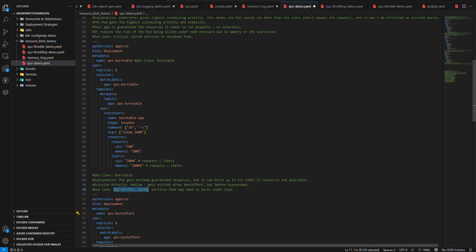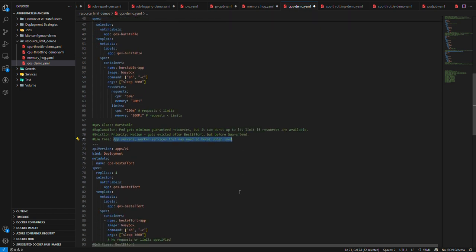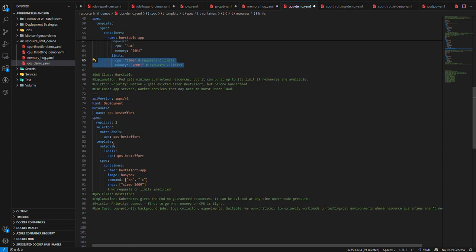It can be used for app services, worker services, and workloads that need bursts. So when you need that, okay, let it start with 50 millicore or 50 Mi, but it should not go beyond the limit, and let it crash or get deleted. So you can set up this kind of environment there.